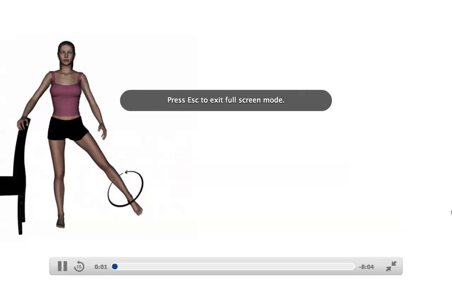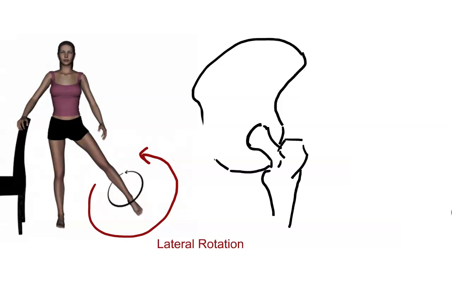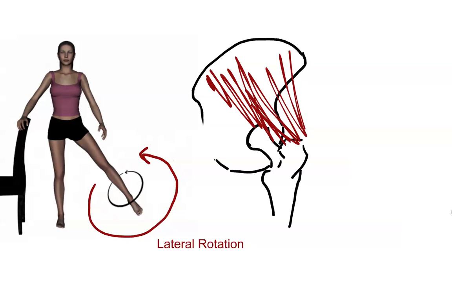The gluteus medius and gluteus minimus also assist in lateral rotation of the hip. The most important muscle of the lateral rotator group is the piriformis.